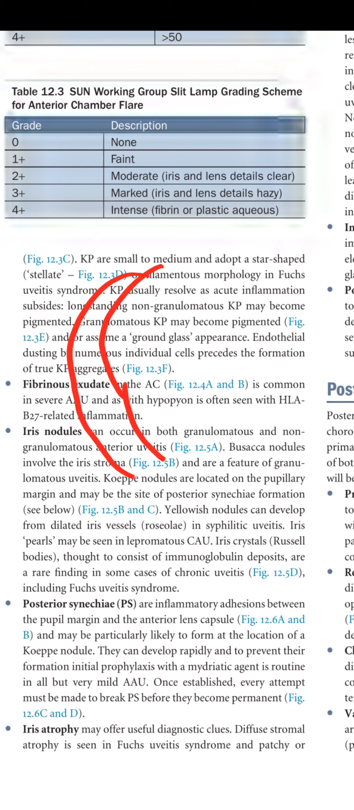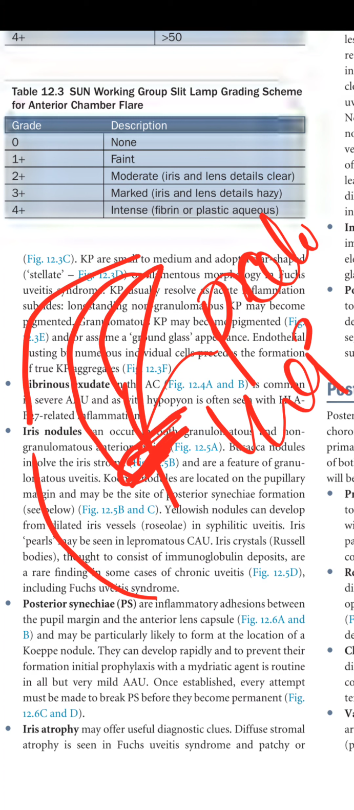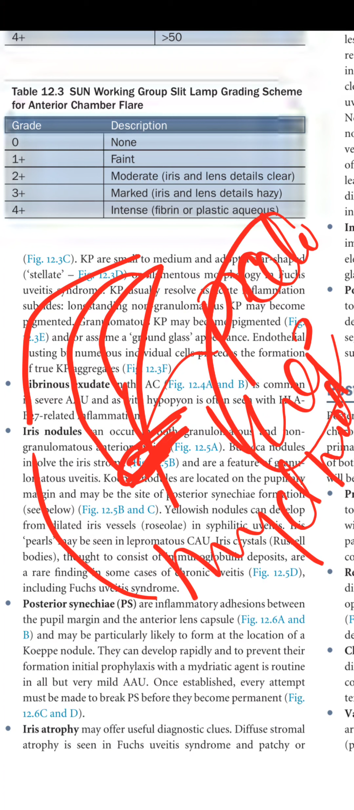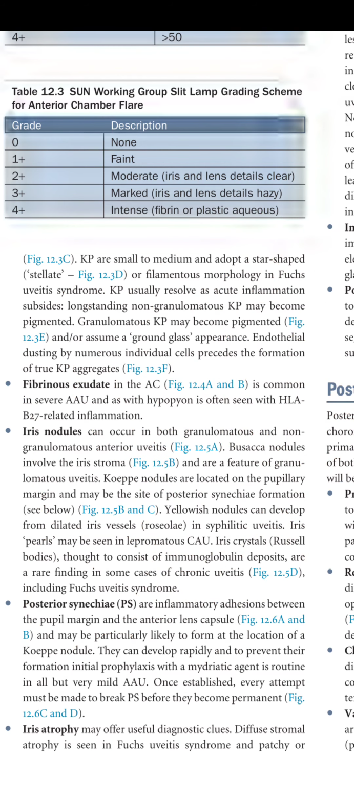So basically, in uveitis, there is an adhesion that forms between the iris and the lens capsule, and a predisposing condition called Koeppe nodules forms this type of adhesion. That is why we use mydriatics in uveitis to prevent posterior synechiae formation, or if there are already established posterior synechiae, you can break them with surgery as well.